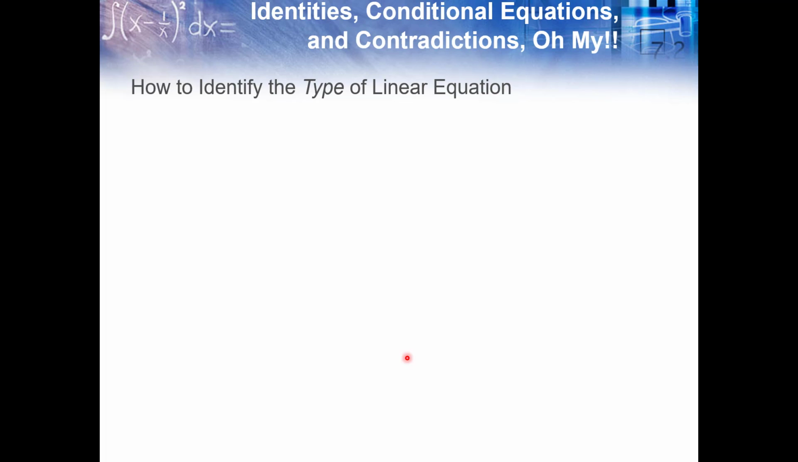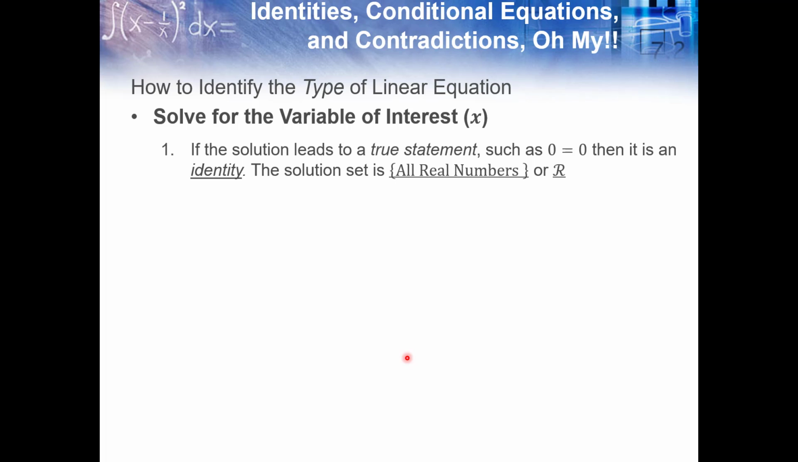So, how do you identify each type of linear equation? Well, first thing you want to do is solve for the variable of interest, which is typically x. Then, if the solution leads to a true statement, such as 0 is equal to 0, then it is an identity, and the solution set will be all real numbers, or script R.